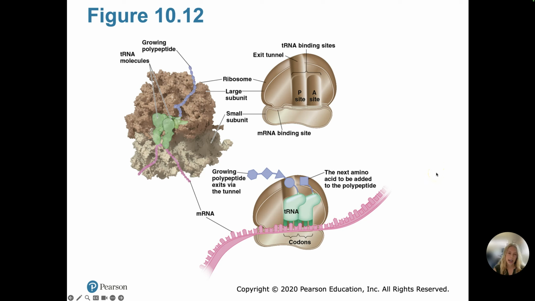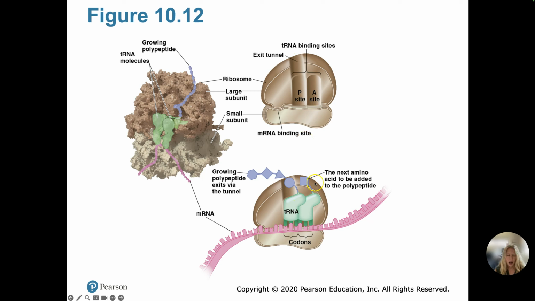If we take a closer look at the ribosomes, the small subunit down here is where the ribosome attaches to the mRNA. There's an mRNA binding site on the small subunit. The large subunit is where the tRNA binding sites are. So there's 2 tRNA binding sites, the P site and the A site. tRNA can bind to either of those, and then the amino acid polypeptide and the transfer RNAs can exit the large subunit through this exit tunnel up here.